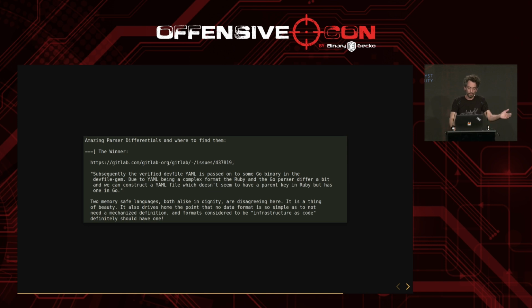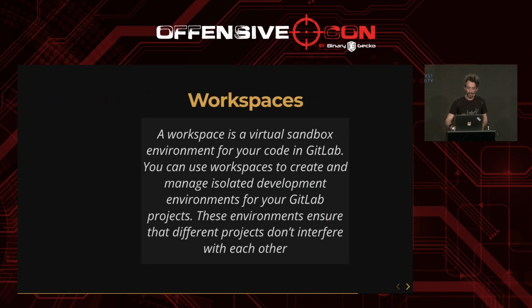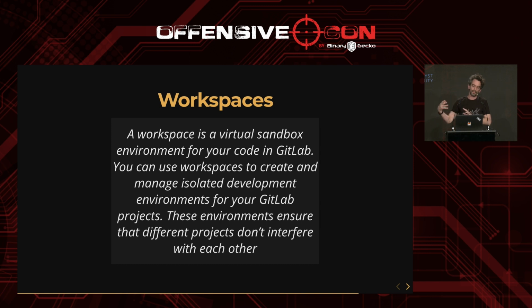But coming back to the actual bug I found, that is the CVE for it, and it was partially a parser differential. The parser differential actually enabled me to trigger a path traversal which led to an arbitrary file write out of a tar.gz file. So a classic bug hidden behind a parser differential. Because we have this workspaces feature in GitLab where you can have a remote VS Code on a Kubernetes pod running for you, and then you can do your development stuff remotely in that cluster.